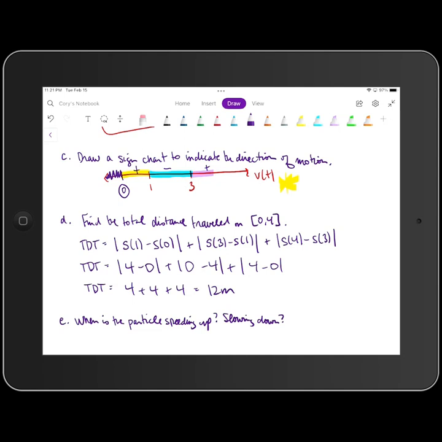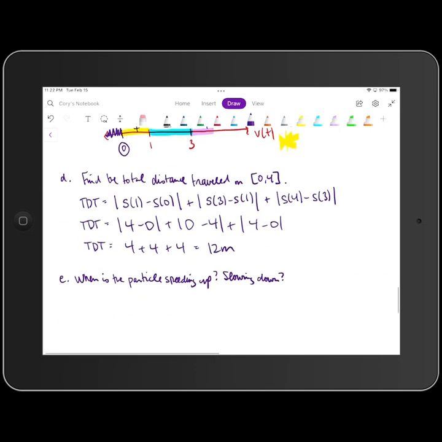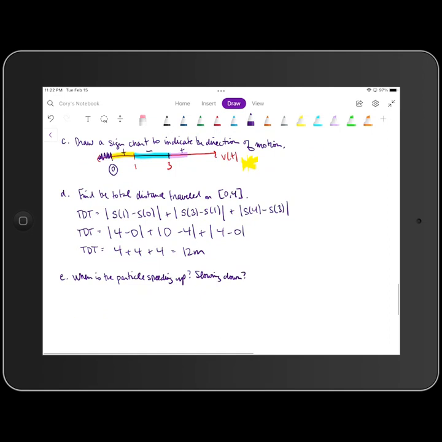Okay, so part E asks, when is the particle speeding up and when is it slowing down? The good news for us is we already have the sign chart for the velocity function. We did that in part C. The sign chart for velocity looked like this. It's 1, that's 3. We're putting 0 on the number line so we don't test to the left of that. And this was plus, minus, plus, and that's our sign chart for velocity.